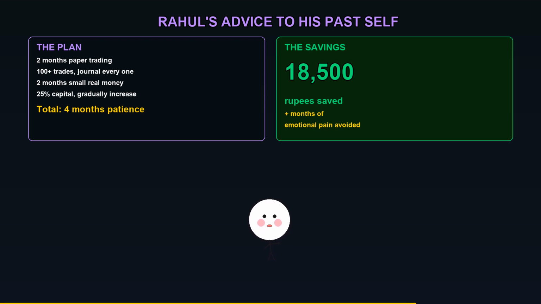Rahul's advice to his past self. If I could restart my trading journey, here is exactly what I would do. 2 months of paper trading. Every single day. 100 plus trades. Journaling every one. Then 2 months of small real money. 25% capital. Gradually increasing. Total investment? 4 months of patience. Total savings? 18,500 rupees and months of emotional pain. The shortcut is actually the long way around. The long way is actually the shortcut.